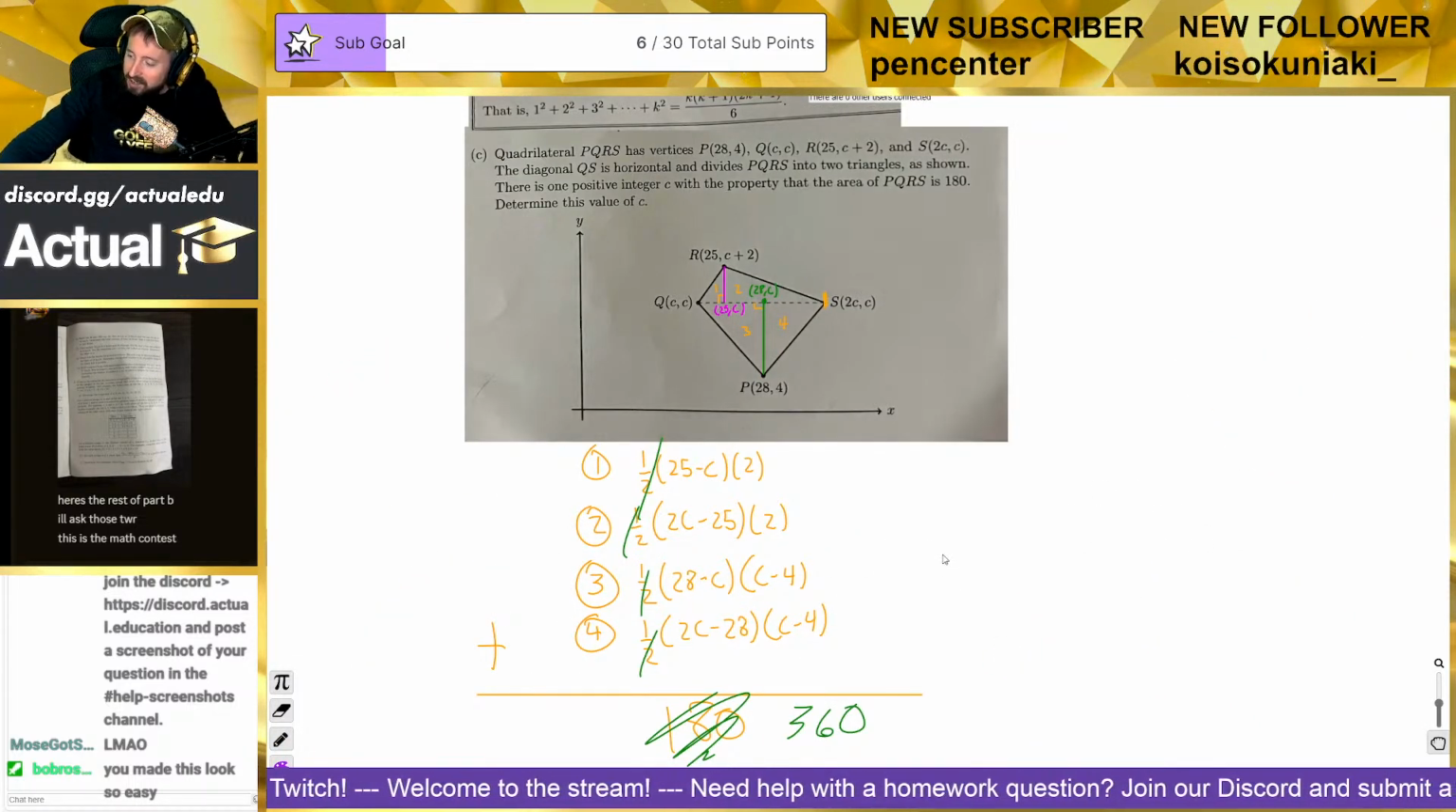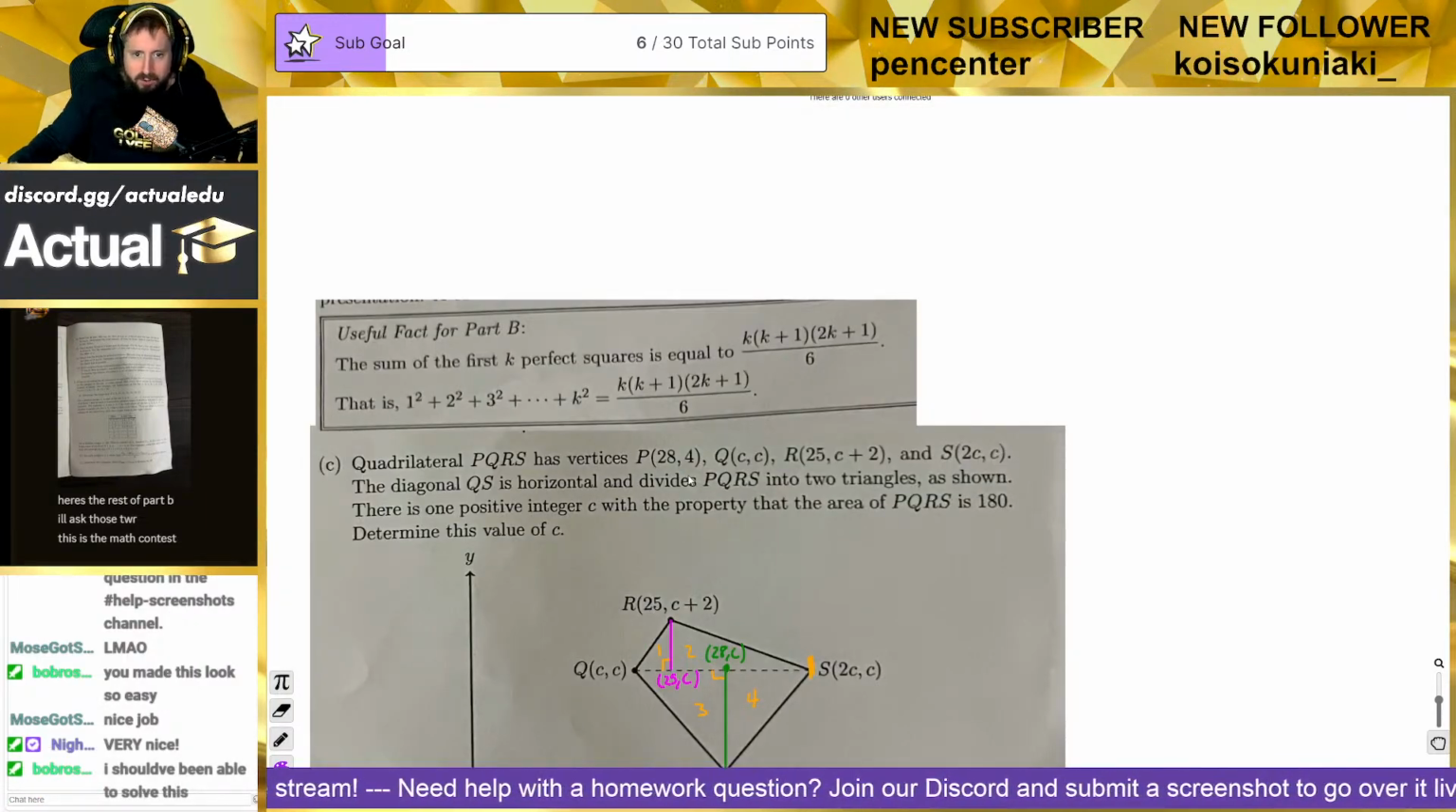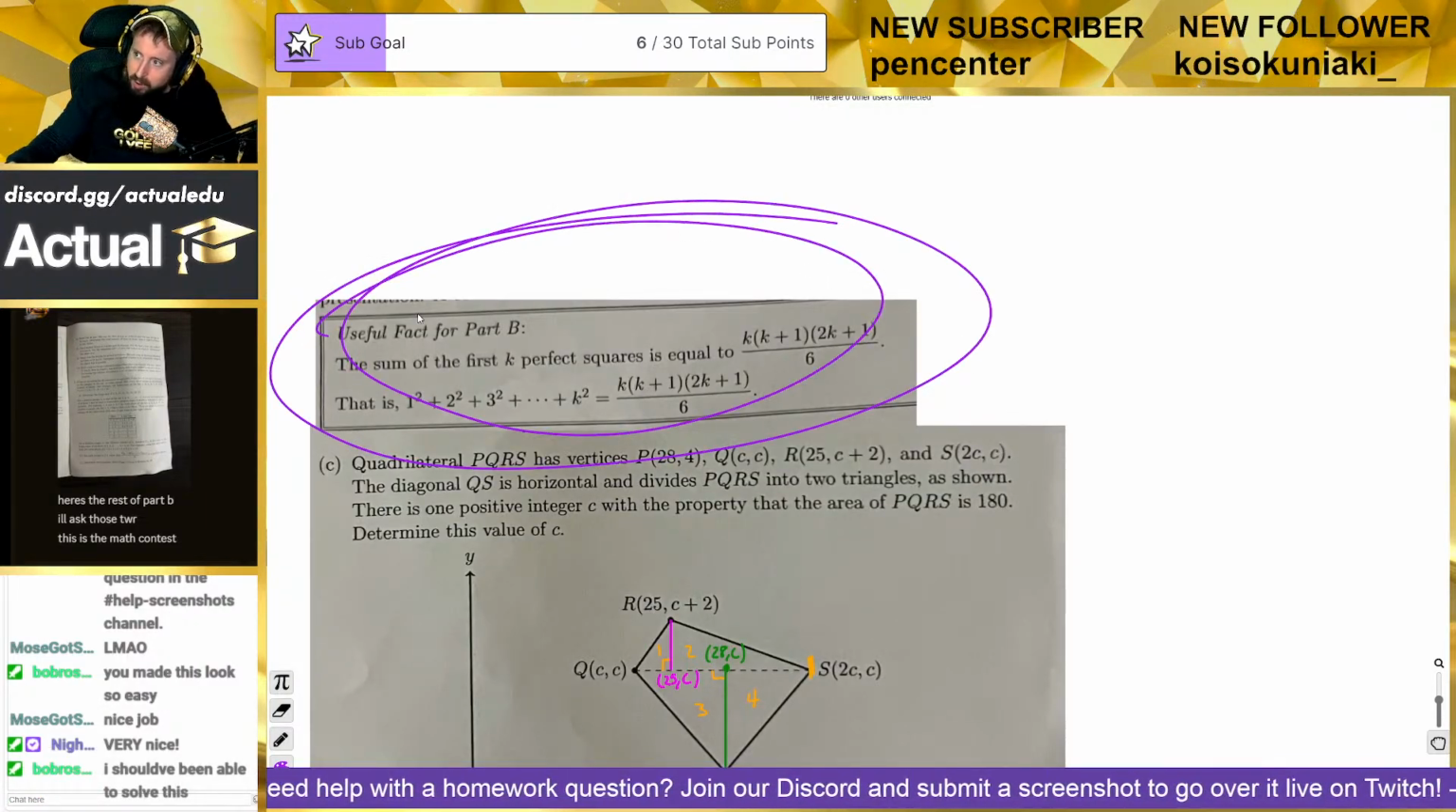Well done. I made this look easy. No, I appreciate that you think it looks easy. I mean, no, it looks really hard, honestly. Also, I don't know why this is here. Maybe this is for the later parts of the questions.